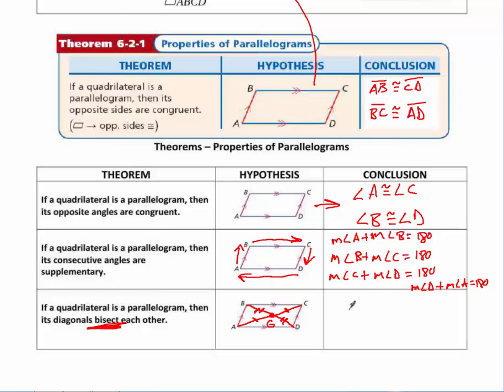So if the diagonals bisect each other, we could say here that segment AC bisects segment BD. And that would also let us say that segment AG is congruent to segment GC, and segment BG is congruent to segment GD.